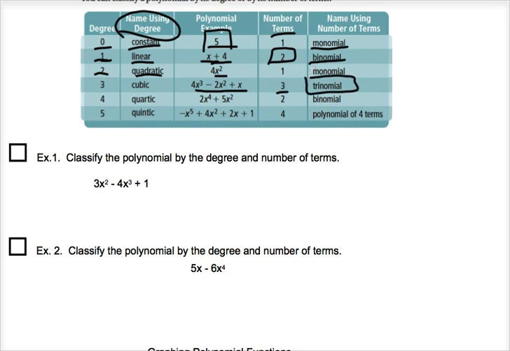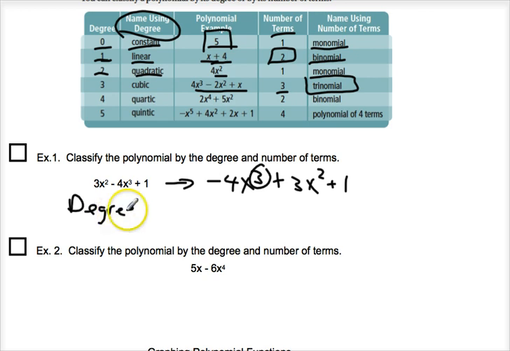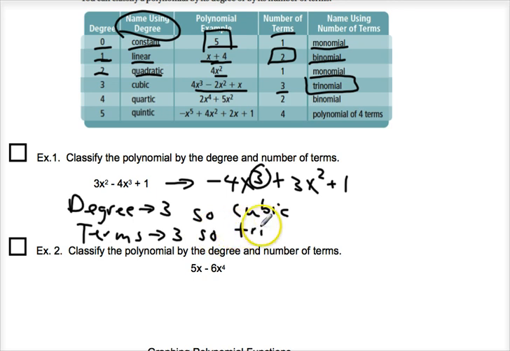So example 1, this in standard form would be negative 4x to the 3rd plus 3x squared plus 1. So my lead coefficient is negative 4. That's the number in front. We'll discuss how that comes into play later. The degree is 3. That's the biggest exponent. Since the degree is 3, that tells me it's a cubic. There are 3 terms, so it's a trinomial. This is a cubic trinomial.